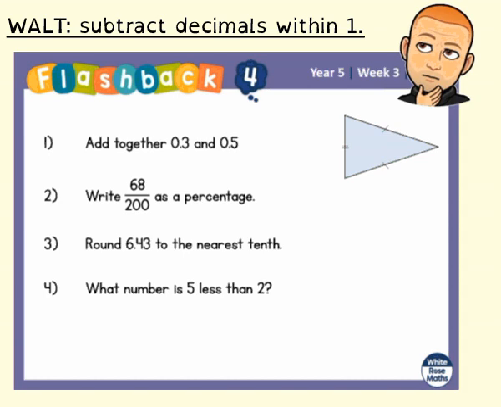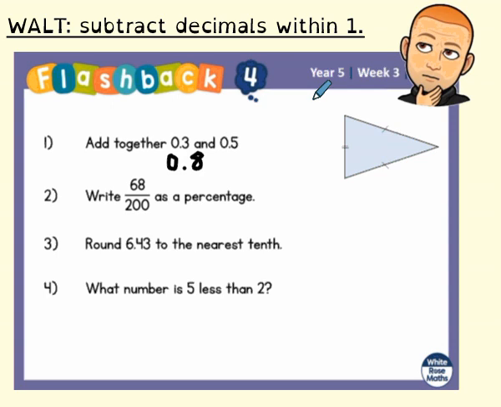Question number 1, a recap of yesterday's learning. Add together 3/10, which is the same as 0.3, and 5/10, which is the same as 0.5. Adding these together would be the same as 0.8 or 8/10.